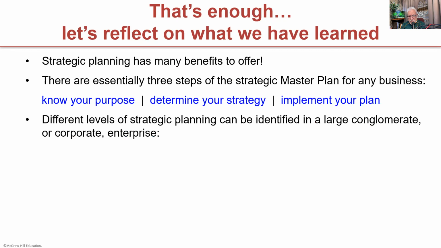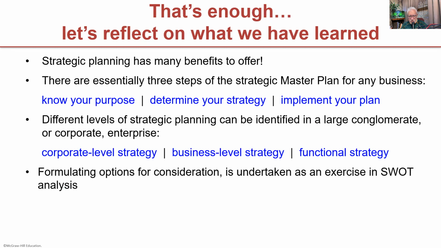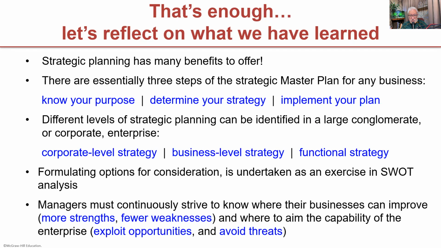There are different levels of planning. So Famous Brands is a corporation, but Wimpy and Steers and Debonairs are businesses within that. And then within those businesses, you are going to be able to look at functional level plans. So corporate level strategy, business level strategy, and functional strategy. We have to do SWOT analysis to make this happen, because otherwise we won't know what we're doing.